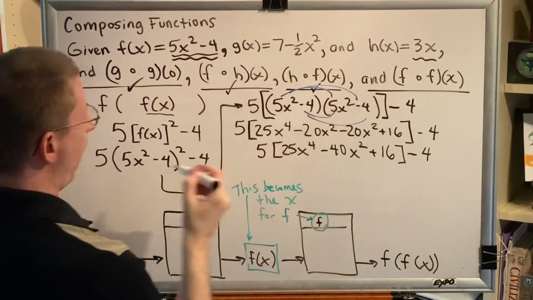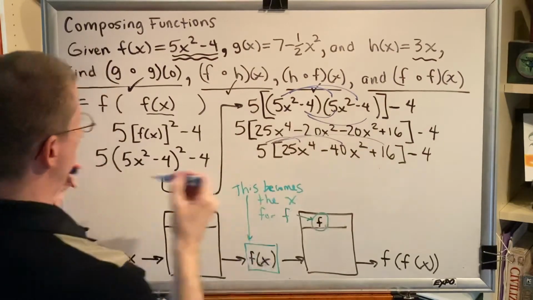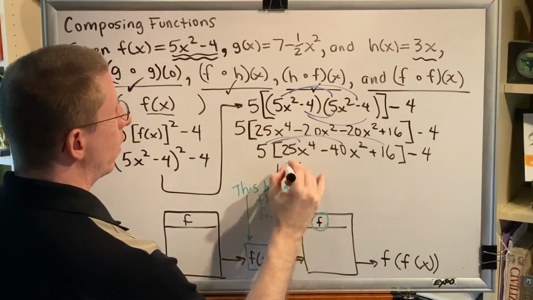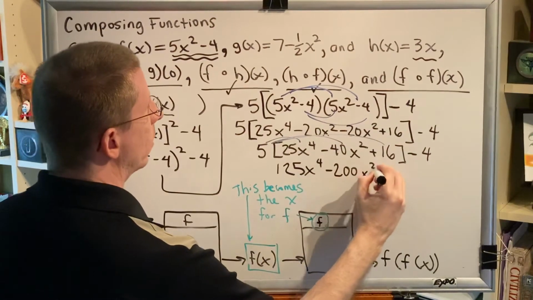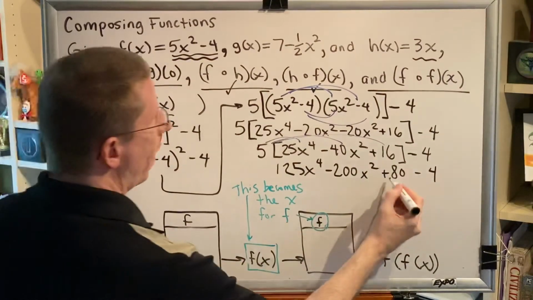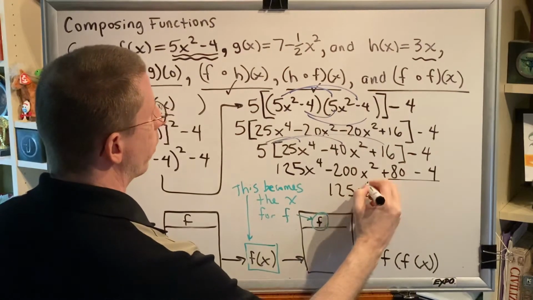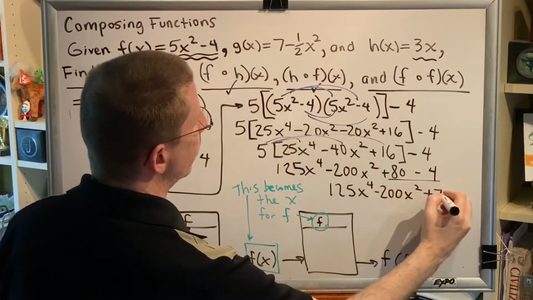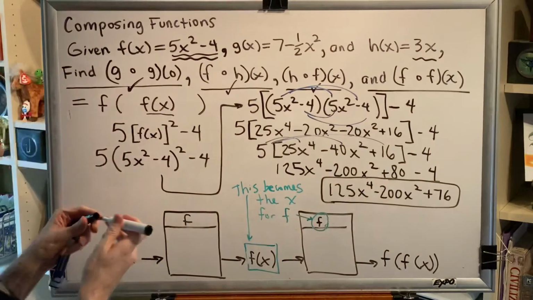Next, distribute the 5 to all 3 terms in the brackets. And we get 125x to the 4th minus 200x squared plus 80, subtract 4. Then finally, combine your like terms. 125x to the 4th minus 200x squared plus 76. And this is our final answer for this problem.